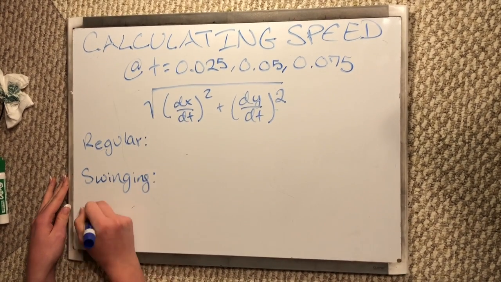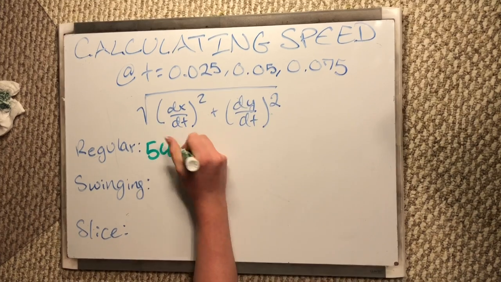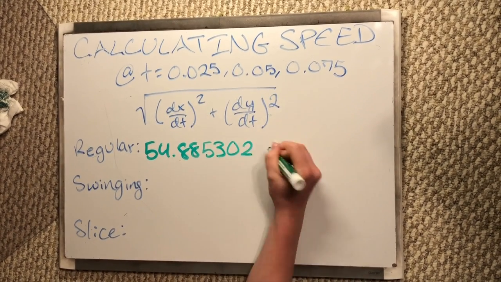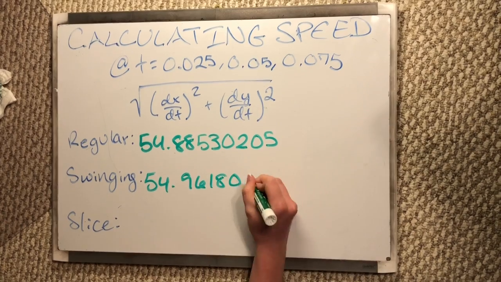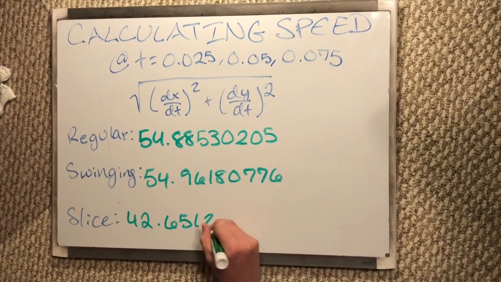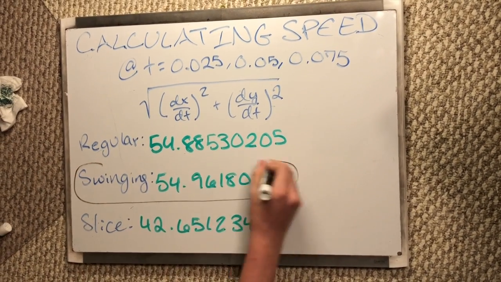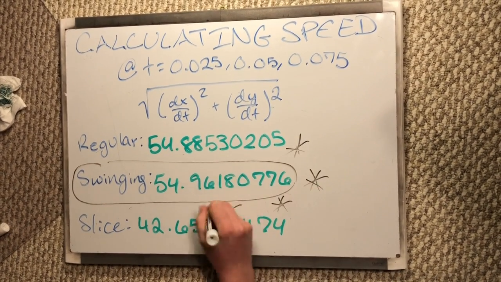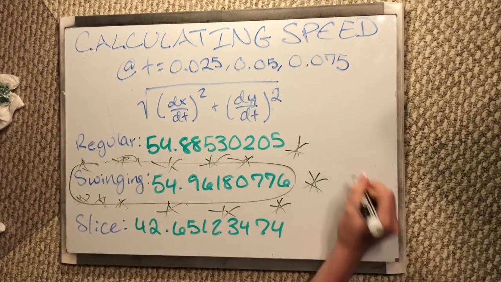For the regular shot, 54.88530205. For the swinging shot, 54.96180776. For the slice shot, 42.65123474. So based on the speed factor alone, Allie should strategize by hitting her swinging shot, as it is her fastest volley at the net.